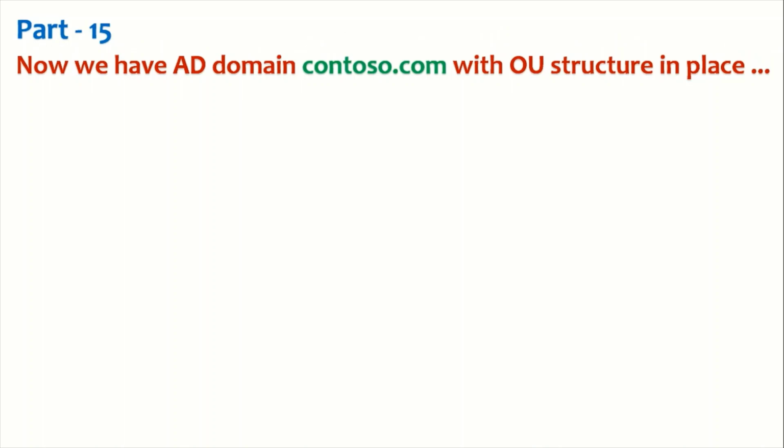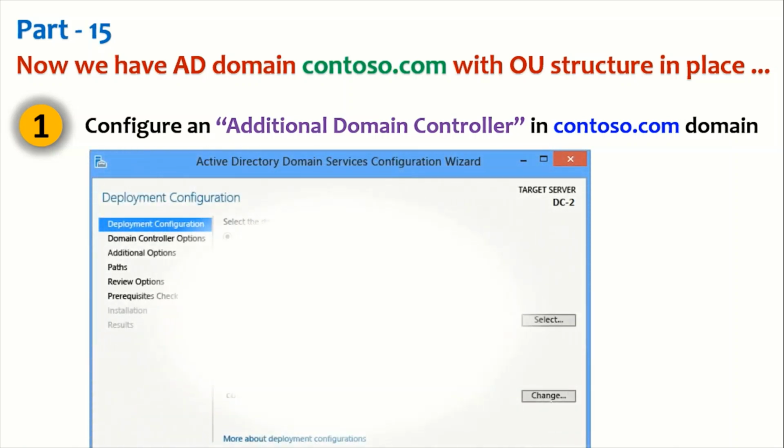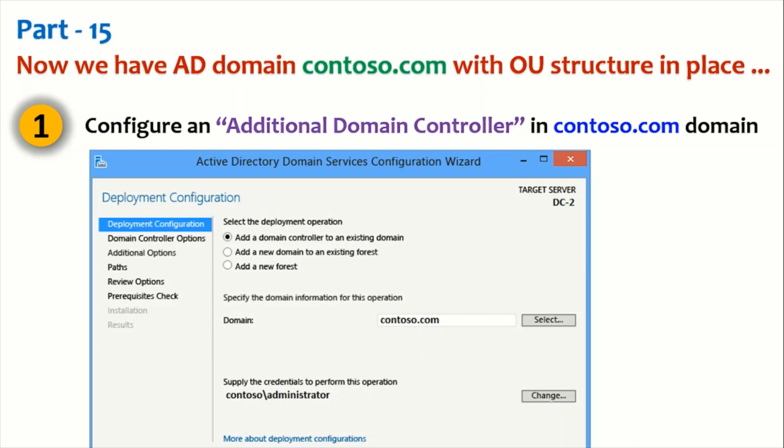Hope you have enjoyed today's session. In our next part, part 15, now that we have an Active Directory domain named contoso.com with OU structure in place, we are going to configure an additional domain controller for the contoso.com domain. This will be the option we will be selecting, that is, add a new domain controller to an existing domain.